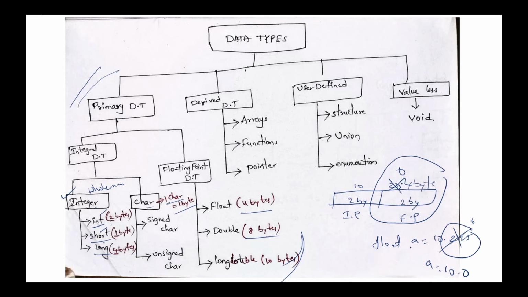But actually this a is float only, but it works as an integer, right? Why? Because 10.0 is considered as an integer data type. Automatically it ignores this decimal point value. That is one flexibility in the float data type. Then there is the double data type.